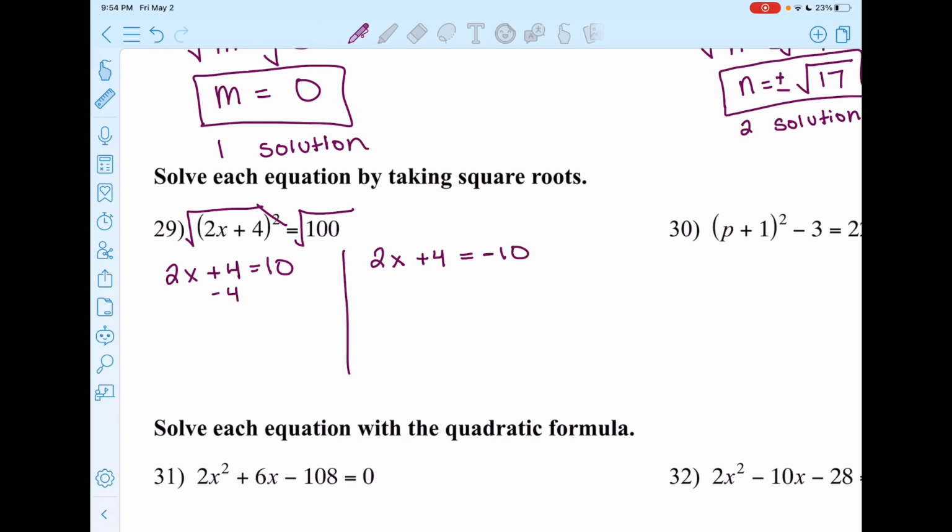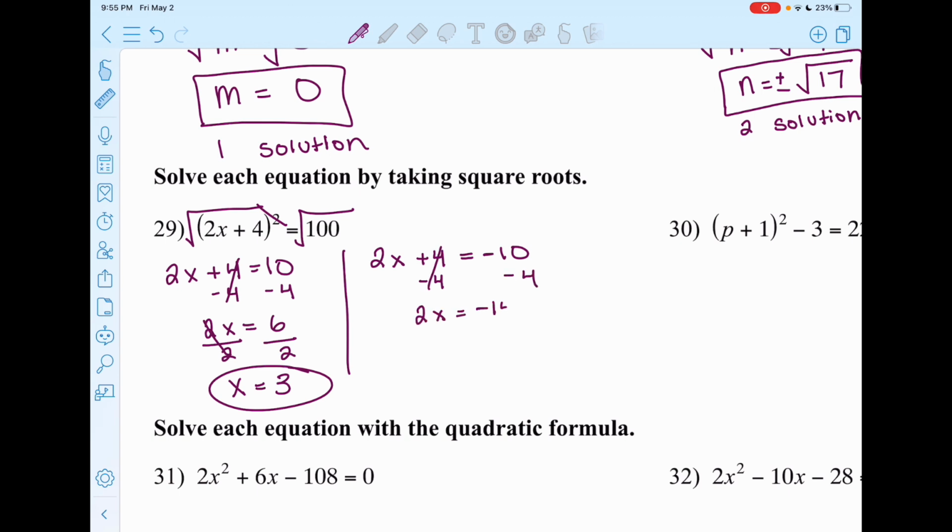I'm going to start by subtracting 4 from both sides, and I get that 2x is equal to 6. And then I divide by 2, and I get 6 divided by 2 is equal to 3. Solving the other side, once again, I'm going to subtract 4 first, and I get 2x is equal to negative 14. And then I divide by 2, and I get that x is equal to negative 7.